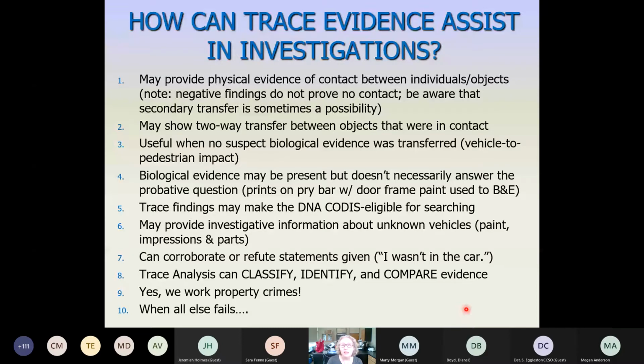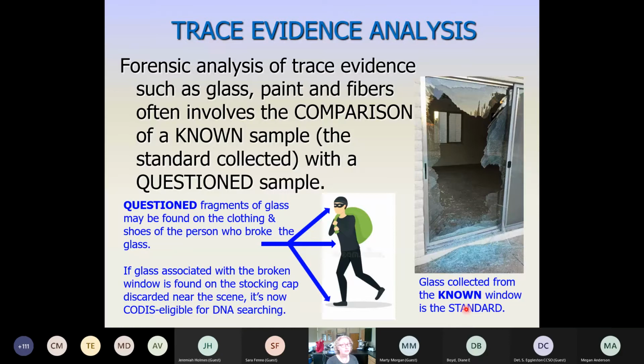All right, so I said most of the things we're going to talk about with glass involve comparison, so let's start from the beginning. This would apply to glass, but also to paint and fibers. Most of the analysis that we are doing in the laboratory involves comparison of a known sample. This is a sample where you know where it came from. That's the standard that you collect, with a question sample or multiple question samples.